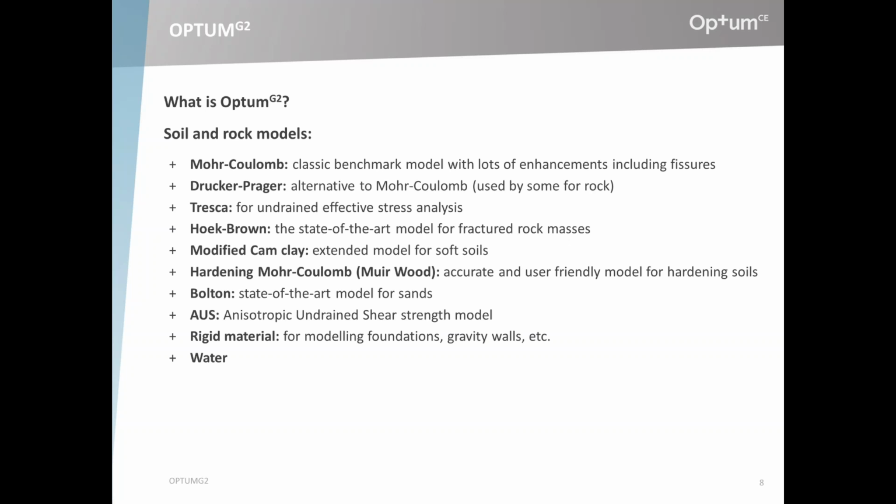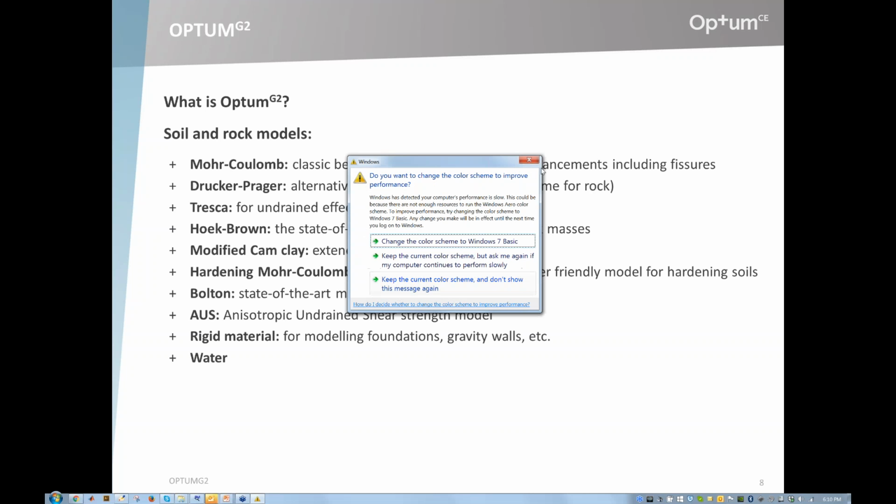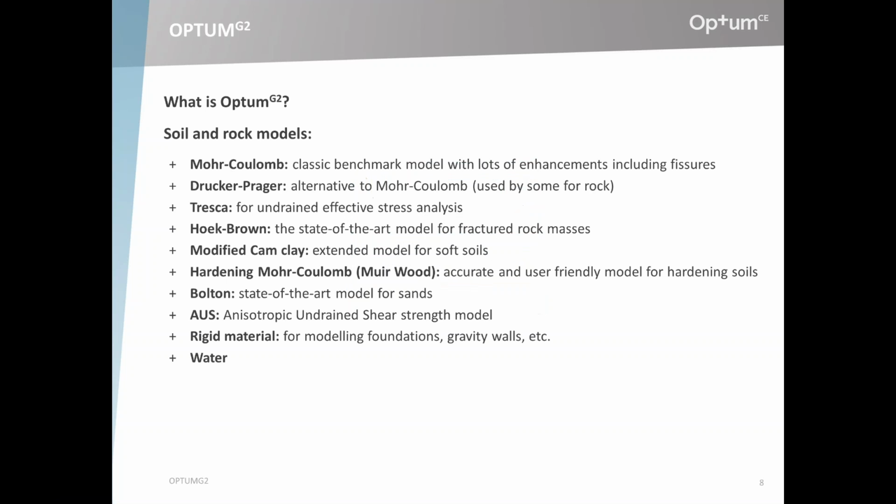Soil and rock models, from the classical Mohr-Coulomb, Drucker-Prager, Tresca, to the more advanced Hoek-Brown, again, I think the state-of-the-art model for fractured rock masses. Modified Cam-Clay. We should use another name for that, but it's a much extended and enhanced version of that classical model for soft soils. The hardening Mohr-Coulomb model for more hardening soils. If any of you know the hardening soil model, this is very similar.